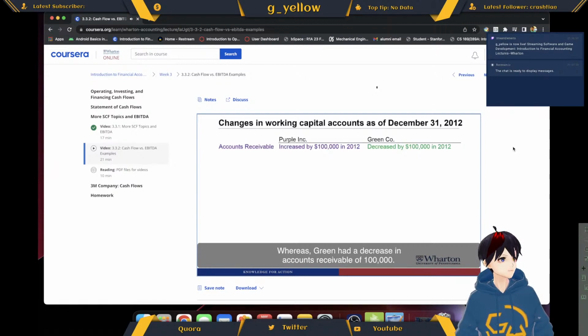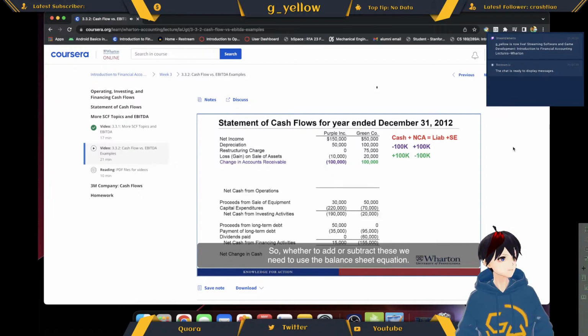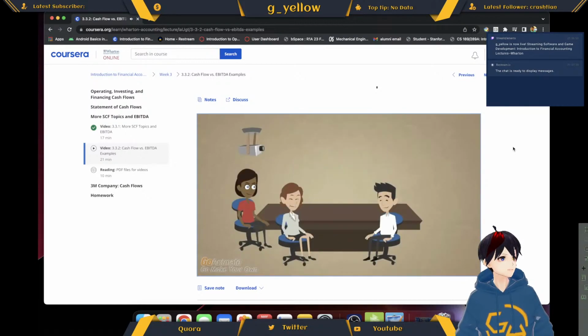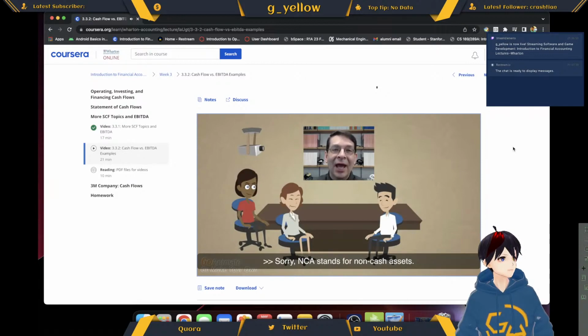So for accounts receivable, purple had an increase of $100,000 during 2012, whereas green had a decrease in accounts receivable of $100,000. To know whether to add or subtract these, we need to use the balance sheet equation. Cash plus NCA equals liabilities plus stockholders' equity. Excuse me, what is NCA? Sorry, NCA stands for non-cash assets.